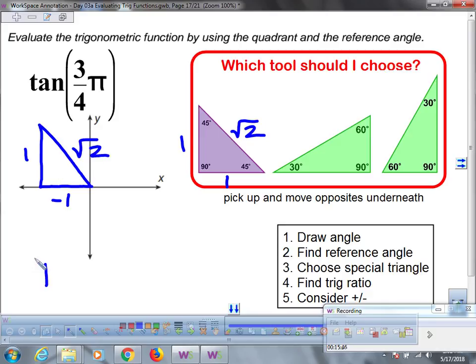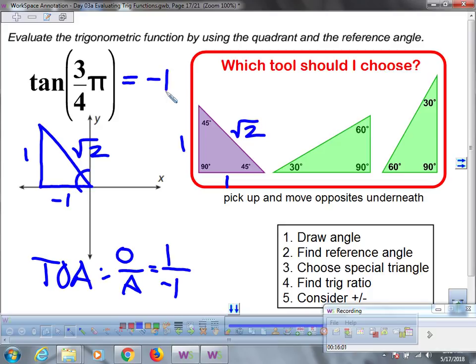Tangent is TOA, opposite over adjacent. What's the opposite to this angle? 1. What's the adjacent to this angle? -1. So this is -1.